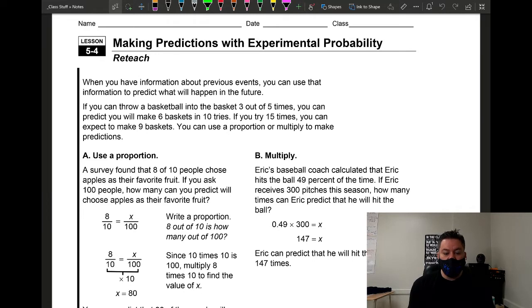And today, we are going to be making predictions with experimental probability.